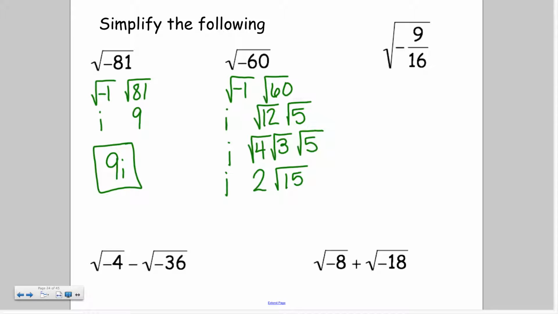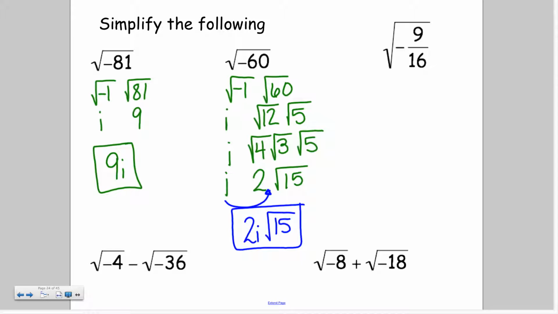Now, we need to make sure that this is written correctly, okay? So the i is going to go after the whole number, but it's going to go before the radical sign. So we're going to have 2i square root of 15. All right?